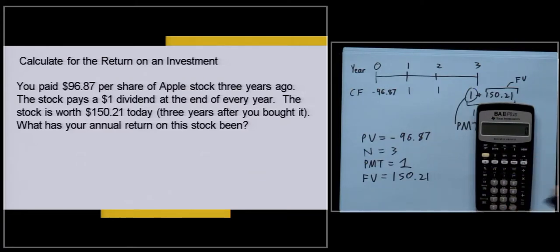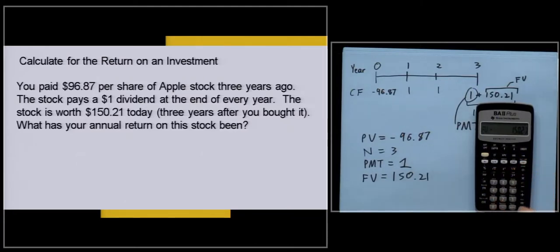in the real world. All right, so our PV here, let's clear our time value of money buttons. Our PV is negative $96.87. So I'll put in $96.87 and set it to negative and press PV. Next, our N is 3, so 3 N. Our payment is 1, so I'll hit 1 and then PMT. And lastly, our future value is 150.21.